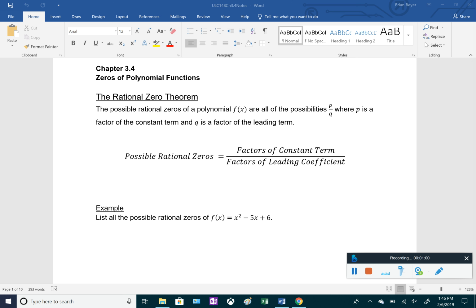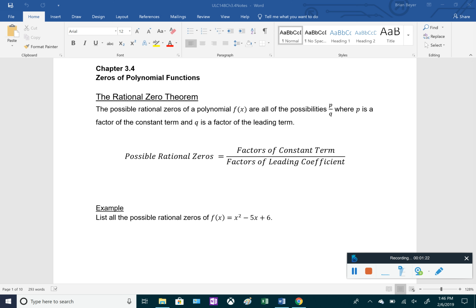Before we get to that, let's just talk about this rational zero theorem. It's going to tell us all of the possible values that are rational x-intercepts for the polynomial. So these only deal with the rational numbers. They don't tell us anything about the irrational numbers.